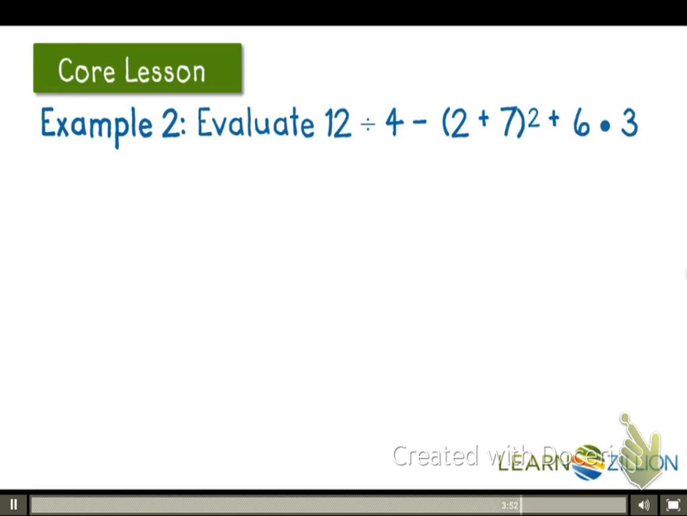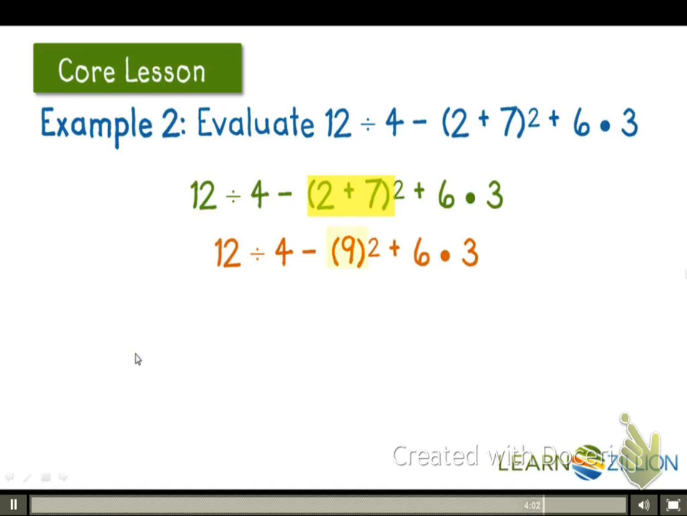We want to evaluate 12 divided by 4 minus the quantity 2 plus 7 raised to the second power plus 6 times 3. Quite a mouthful. First we'll look for parentheses. Here they are. We'll apply that 2 plus 7 and get 9. Now we're on to the exponent step. There's an exponent, 9 raised to the second power. That's equal to 81.